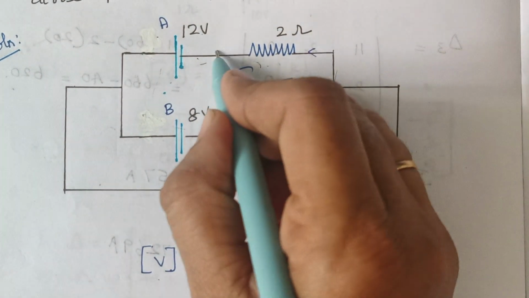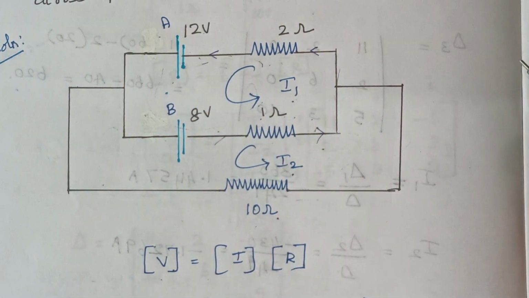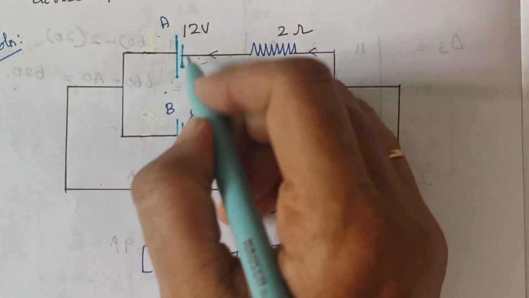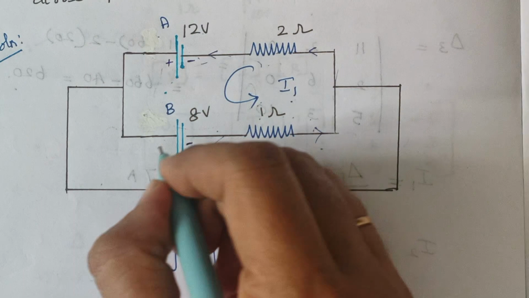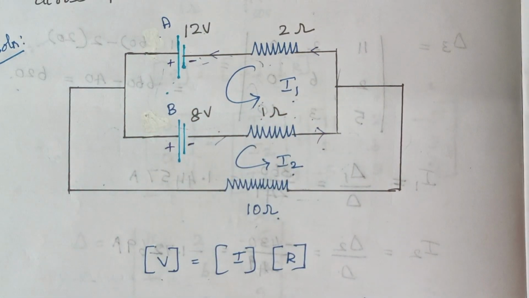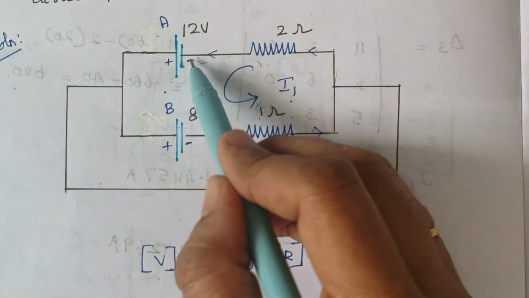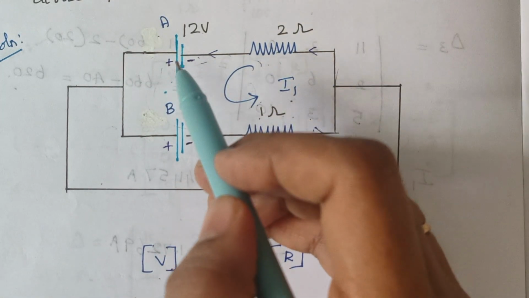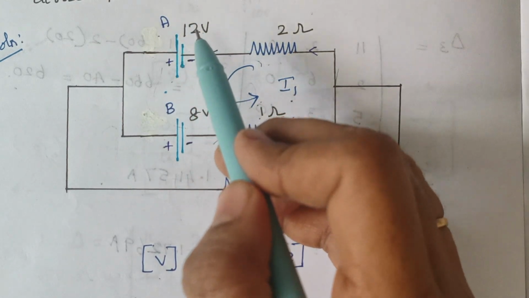It flows here, it flows here, it again comes back and flows like this. Right. So again from the battery terminal, you see this is your minus and this is your plus, and again this is your minus and this is your plus. Right. So initially when you observe the current, it flows from minus to plus, that is from lower potential to higher potential. Therefore we can take this 12 volt as plus 12 volt.